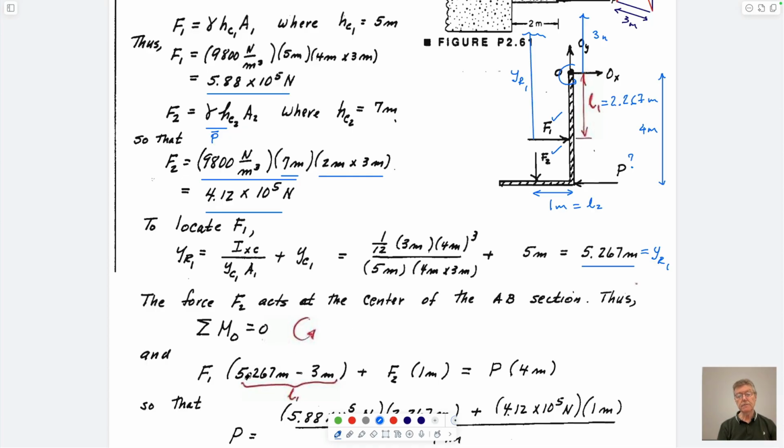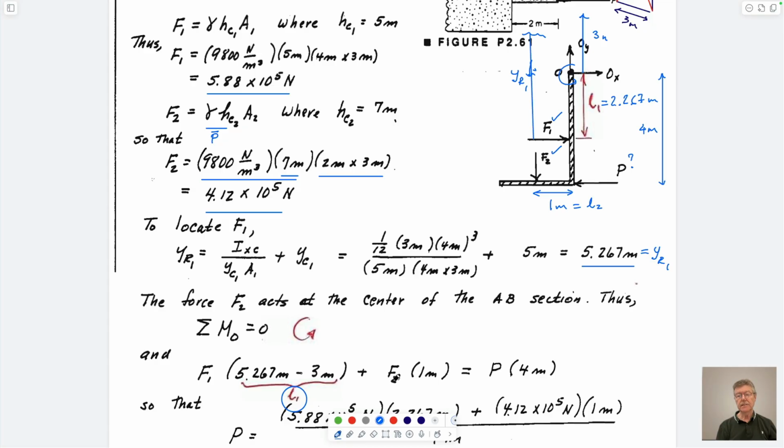So L1 is 5.267 meters from below the surface, but the hinge is 3 meters below the surface. So that's what this length is. So this is force 1, and this is the lever arm L1. This is force 2, which is acting the same counterclockwise direction, because this is pulling down. And so if you looked at that force here relative to here, it's twisting it.